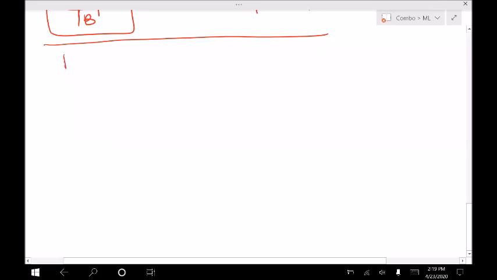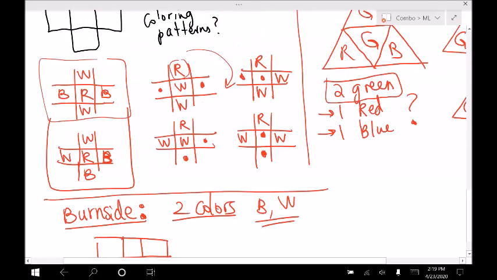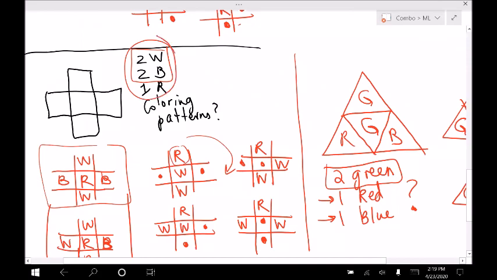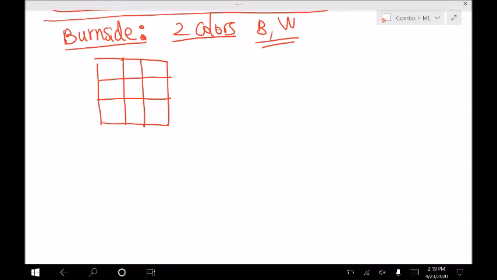Quickly, today's subject: what is the Burnside formula for counting all this stuff? The formula is the following. Suppose that you have this 3 by 3 square and you want to color it using 2 colors, black and white, and you have an unlimited supply. It's not like in the previous question where you have limited amounts of each color. How many different ways can you color it? If the shape was fixed in space, the answer would have been 2 to the 9. Each square has 2 choices, but the shape is not fixed in space.